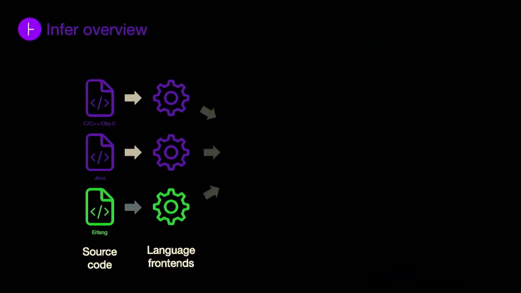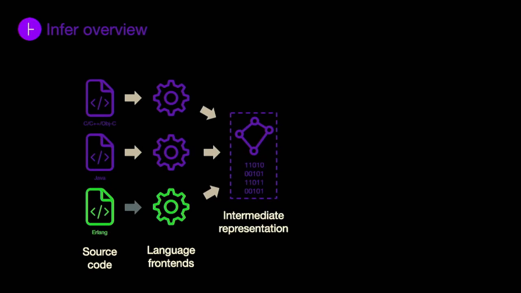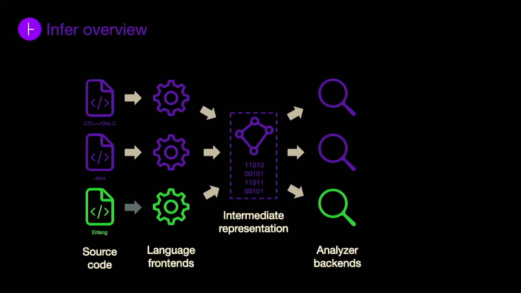Here's a very high-level overview of the Infer platform. The static analyzer supports front ends for multiple languages, as I mentioned earlier, like Java, C++, and Objective-C, and most recently we added Erlang support. This front end converts the source code into a shared intermediate language. This intermediate language is then sent to backend analyzers for detecting multiple types of errors. Specifically for Erlang, we use two of Infer's backend analyzers, which are called Pulse and Turbo.